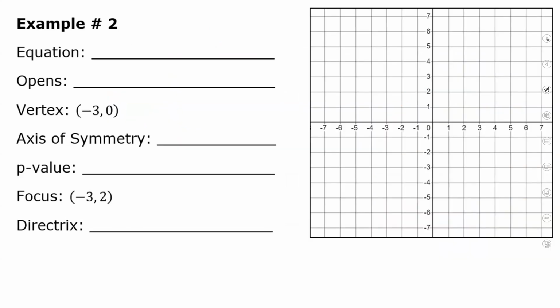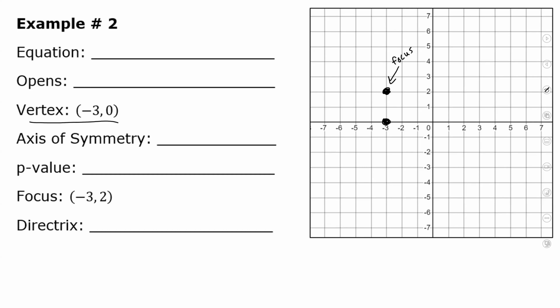This time they gave me the vertex and the focus. So let's go ahead and plot that. The vertex is at -3, 0. So I'm going to go to -3, 0 and put a point. This is my vertex. The focus is at -3, 2. This is my focus. So I'm just going to draw an arrow to that. That is my focus.